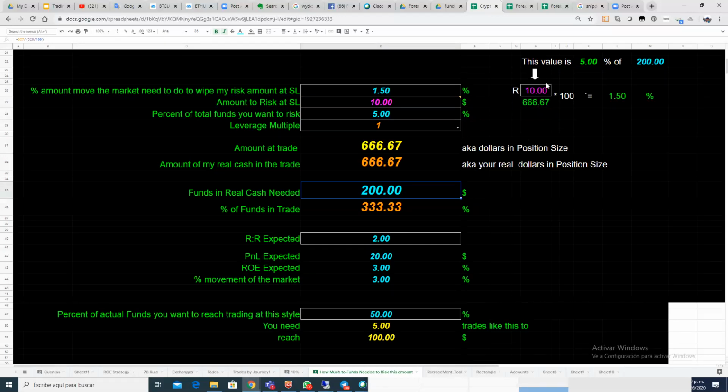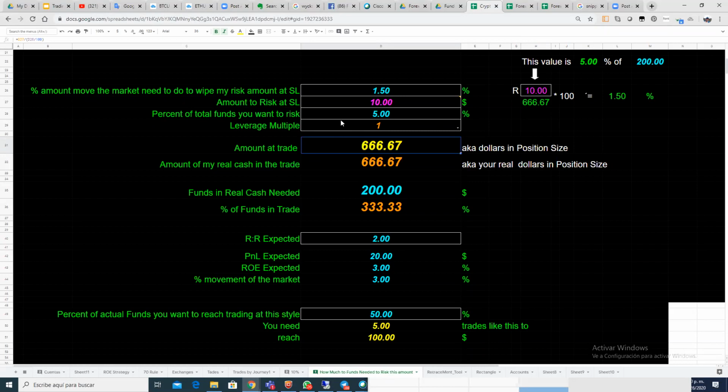It is also telling me that to fulfill this 1.50% of market move, I need a position size of $666.67. Sorry, so you have the mathematics over here. This $666.67 is the amount at trade, the dollars in position size.